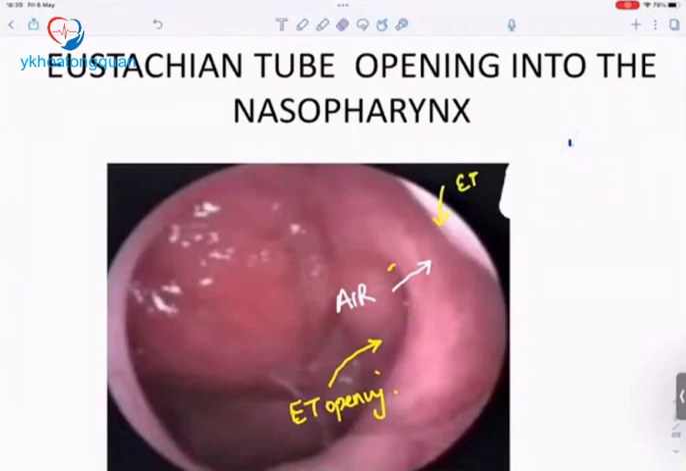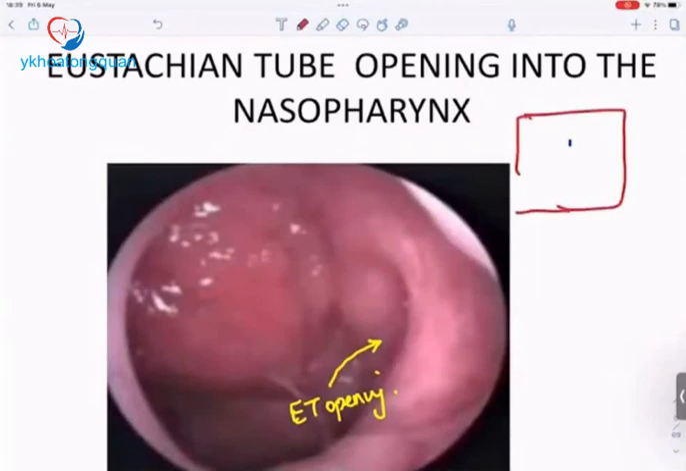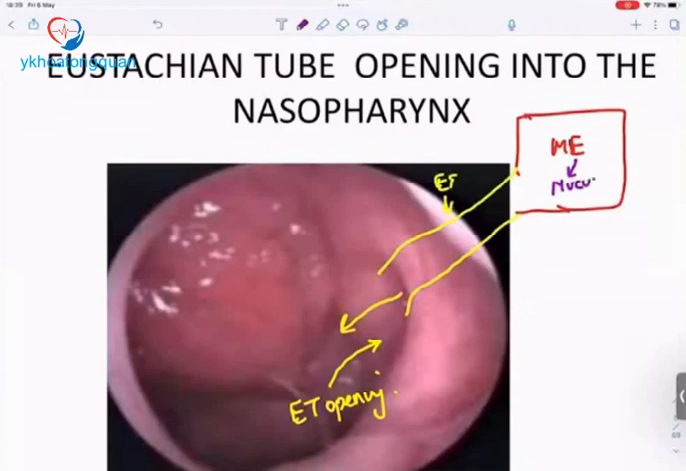Let me draw it again for you. Now, this is your middle ear again. Now, middle ear produces mucus, and this mucus goes via the eustachian tube into the nasopharynx. So middle ear is producing mucus, and this mucus is coming via the eustachian tube into your pharynx continuously.